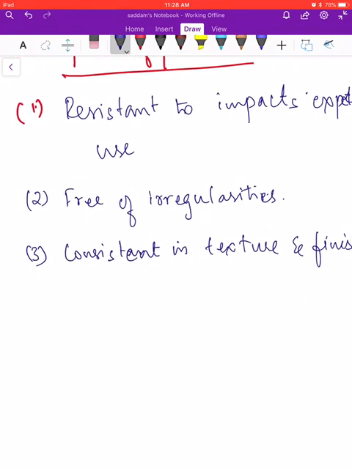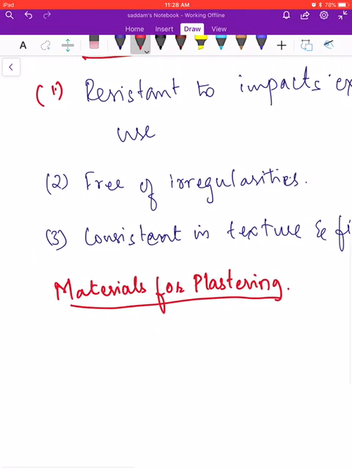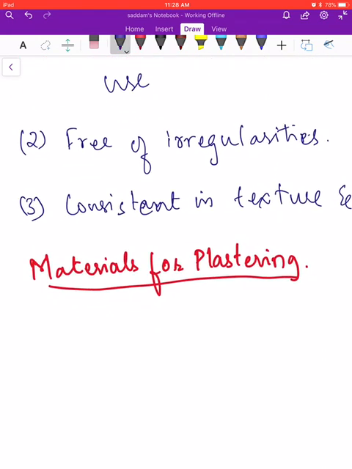Okay, now let us discuss what are the materials we go for while plastering. Materials for plastering, this we will discuss in the regular class. Okay, in classes we will discuss this in detail. Okay, so first one is your admixture. For example, if we have any admixture.